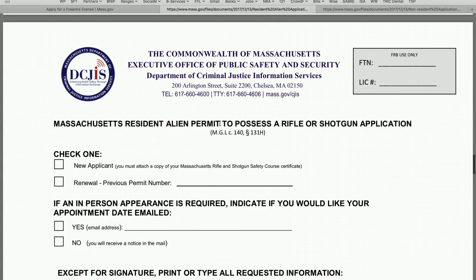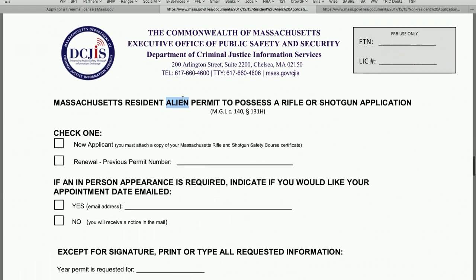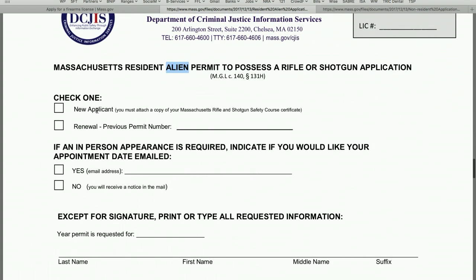So you'll look here at the alien permit to possess a rifle or shotgun. I still hate the fact that they call people aliens. People are not aliens. That grinds my gears. But that's the U.S. government for you. So you go in here and then you just apply.